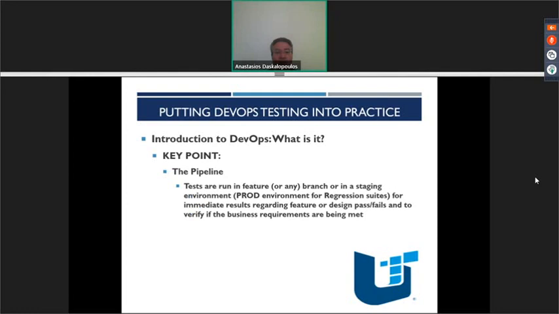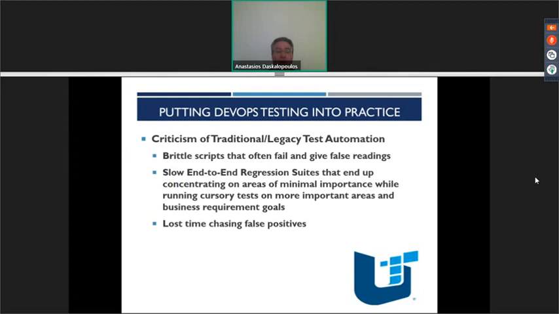Let's talk briefly about the pipeline. The tests are run in a feature or any branch, depending on the project that you're going on, in a staging environment or prod environment for regression suites. And you get immediate results regarding feature or design pass or fails, and to verify if the business requirements are being met.